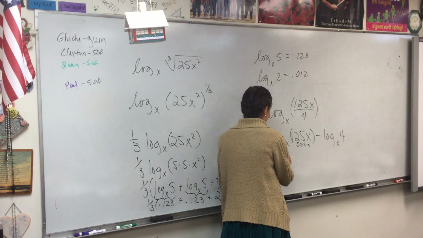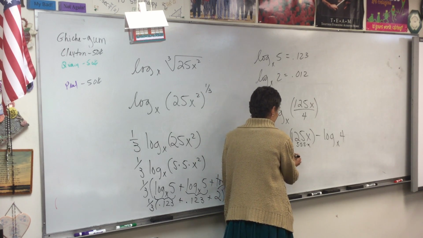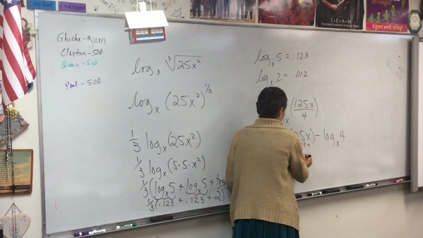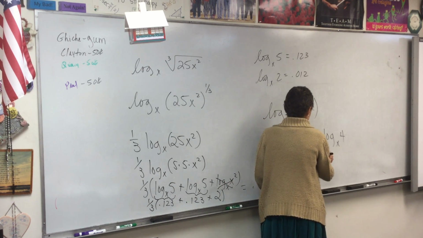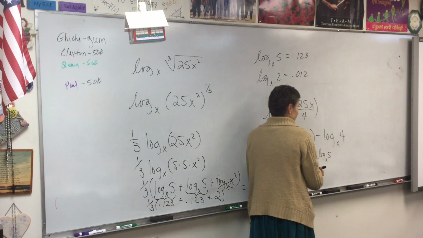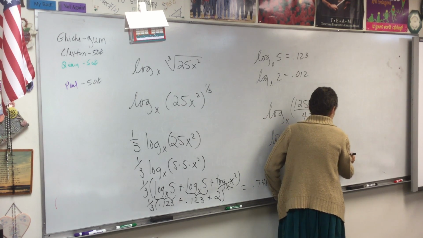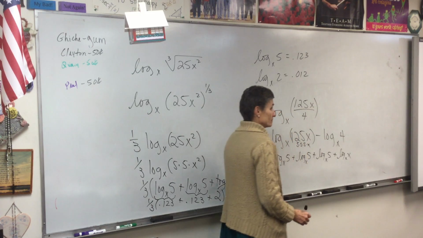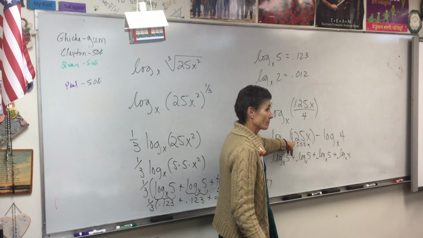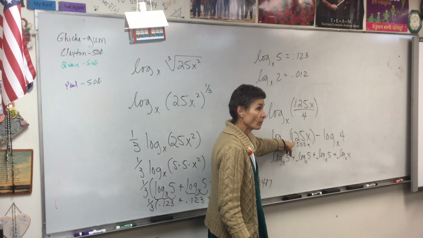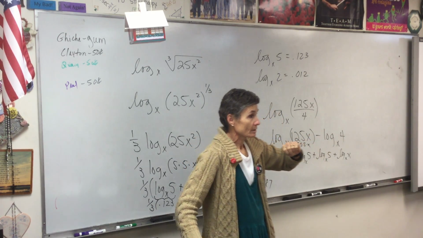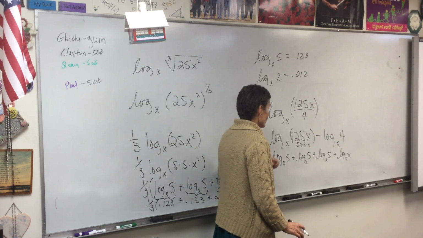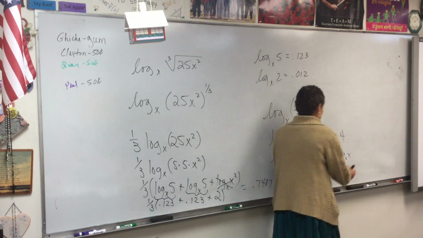So can we think of that as the log base x of 5 plus the log base x of 5 plus the log base x of 5 plus the log base x of x? Because 125 is 5 times 5 times 5 times x. Do you still keep the 4 in there? Well, I'm not done with that now. I still have to deal with this now.